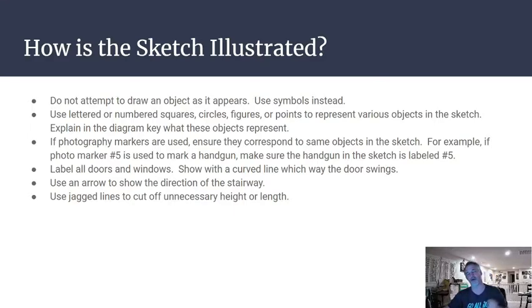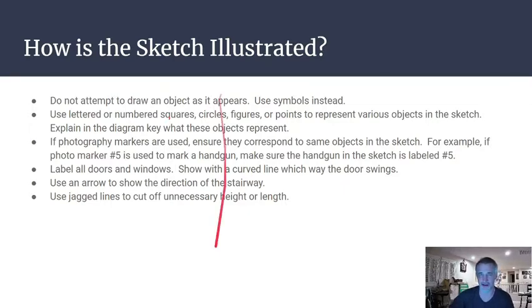So you just kind of correlate those. That way when they're looking through the photographs with the evidence marker 5, you're going to know evidence marker 5, which was this gun, was at this position, and they can look at the sketch and see exactly where it was. Label all doors and windows. Show the direction, for example, that the doors open with a curved line.